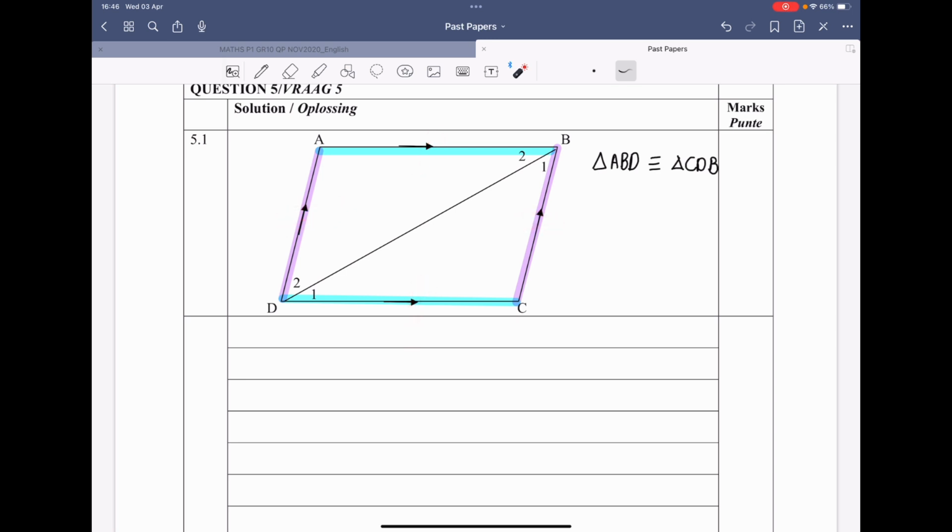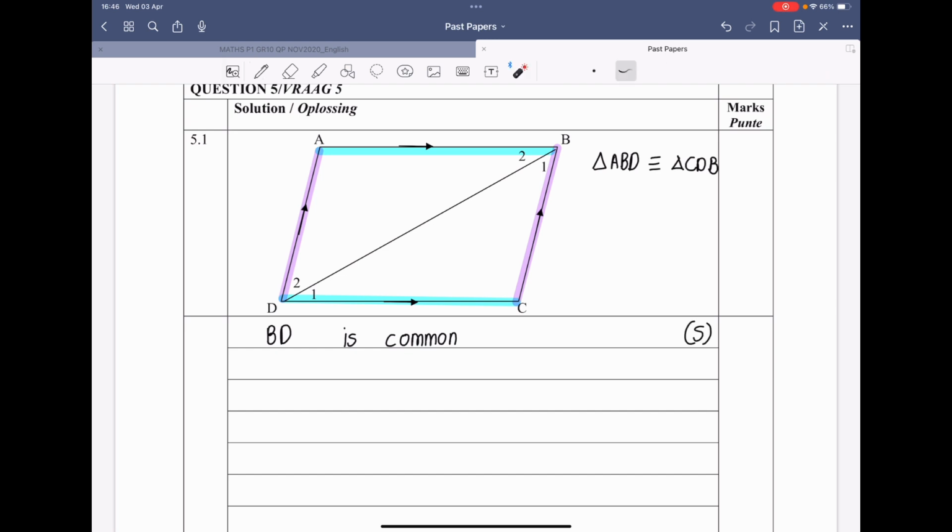So to prove congruency, we can do side angle side, or side angle angle, or angle angle angle. So first we know that this line here is common. So we can say that BD is common. So we have a side. I'm just going to put that here.